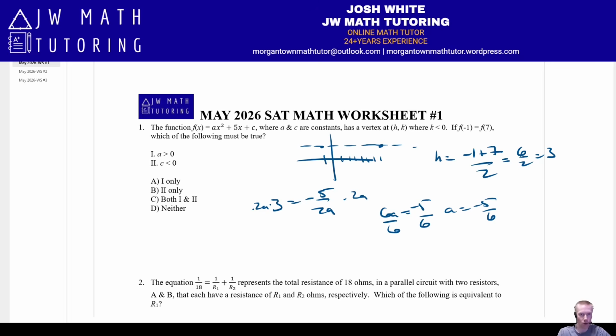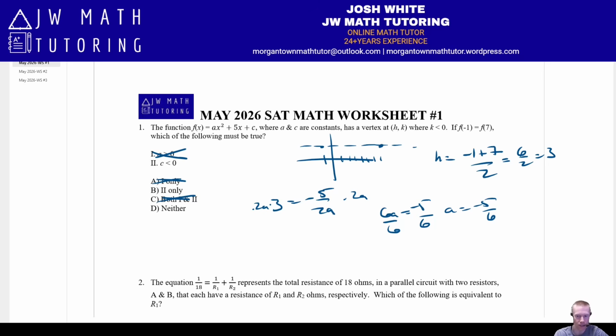So that means that 1 cannot be true. It's not that it must be true, it can never be true, because a in this case has to be a negative number. So anything with 1 is out, so it's either 2 is true or 2 is not true.